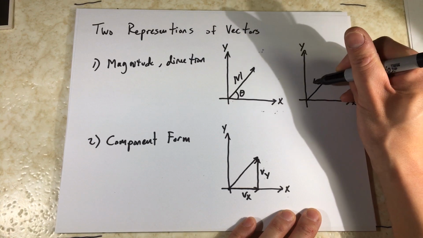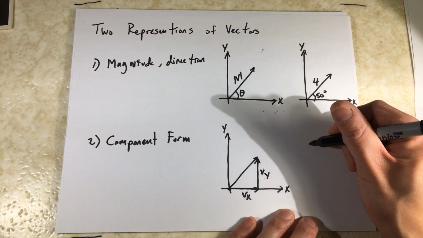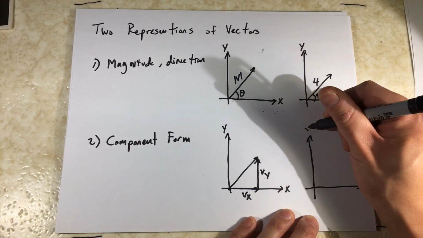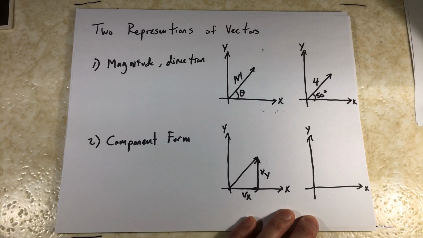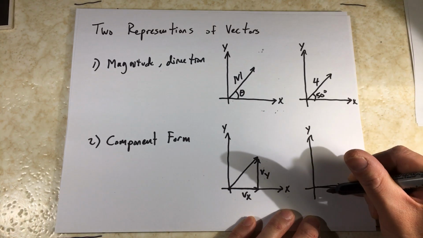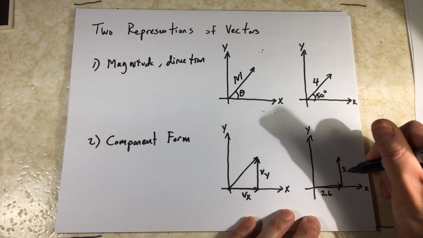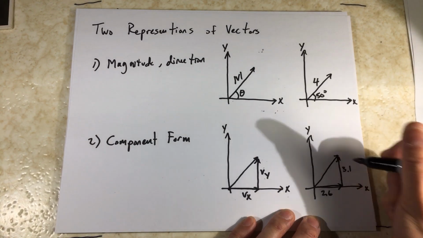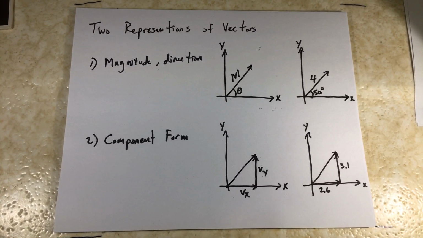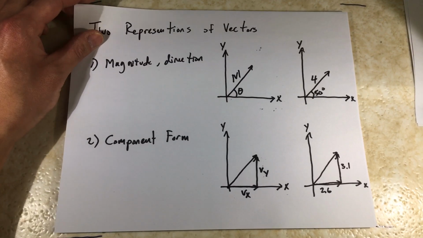You have some vector, let's say it has a length of 4 units, and then this would be 50 degrees. That same vector given in component form would be something like this, where it moves this way 2.6 units, and then it goes up 3.1 units, and that would be how you reconstruct that same vector as its x and y components. All right, so we're going to talk a little bit more about component form.